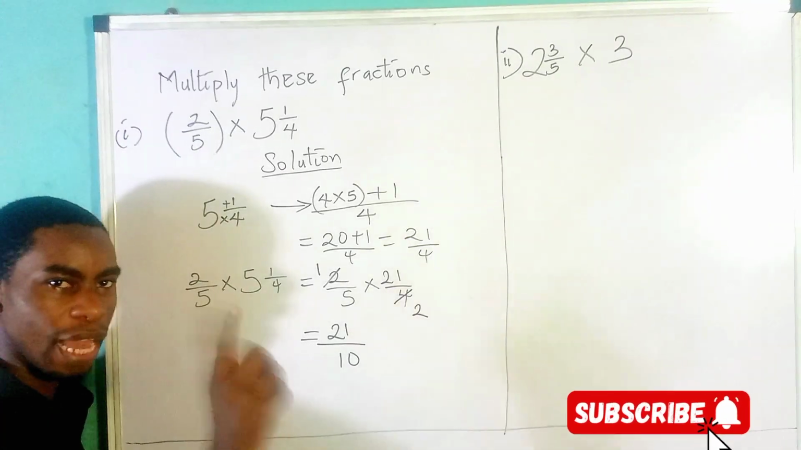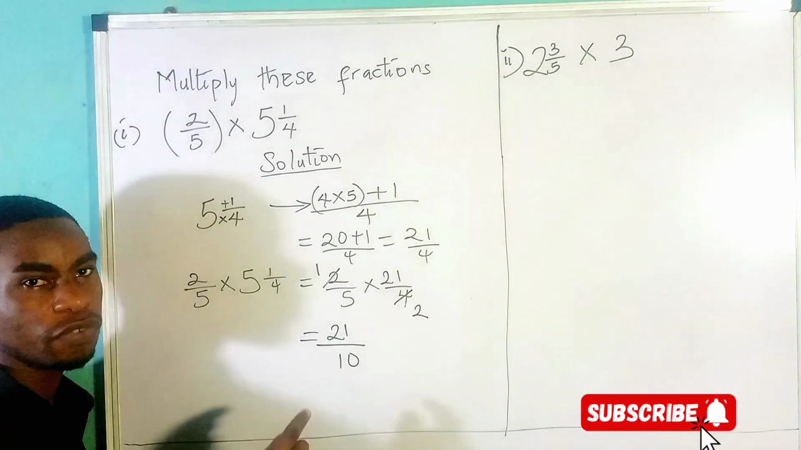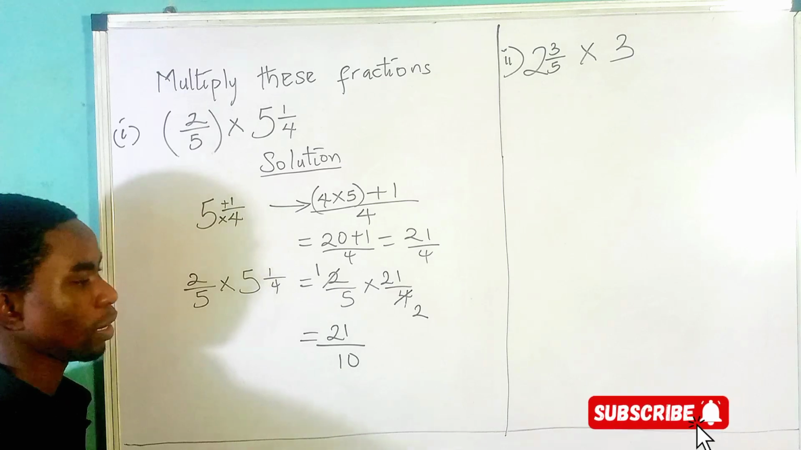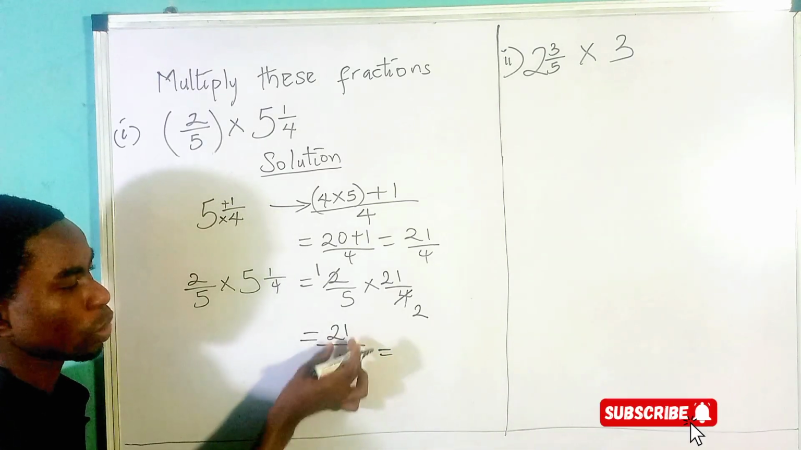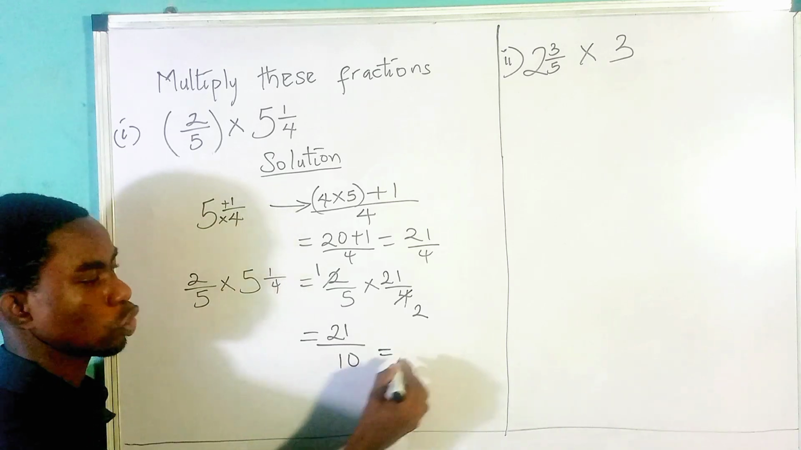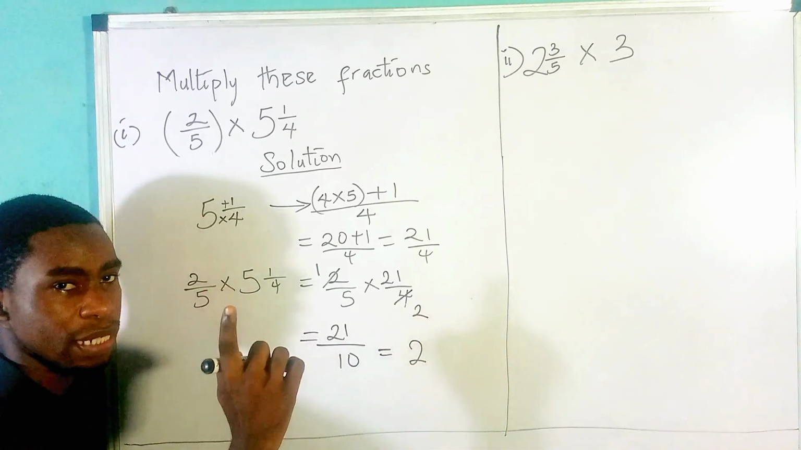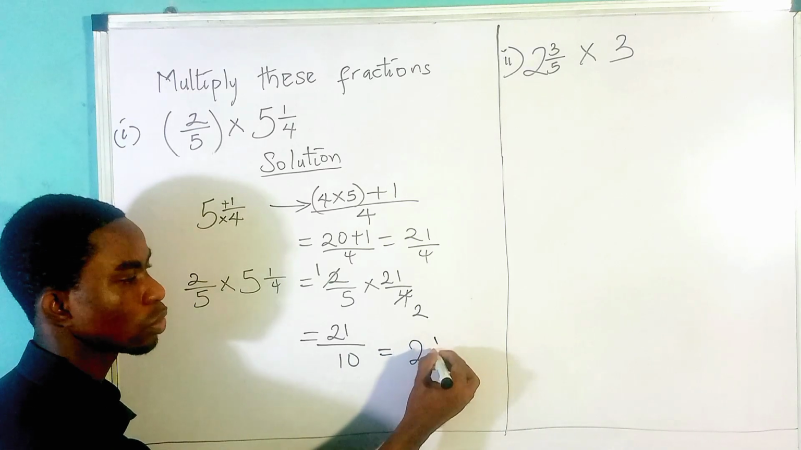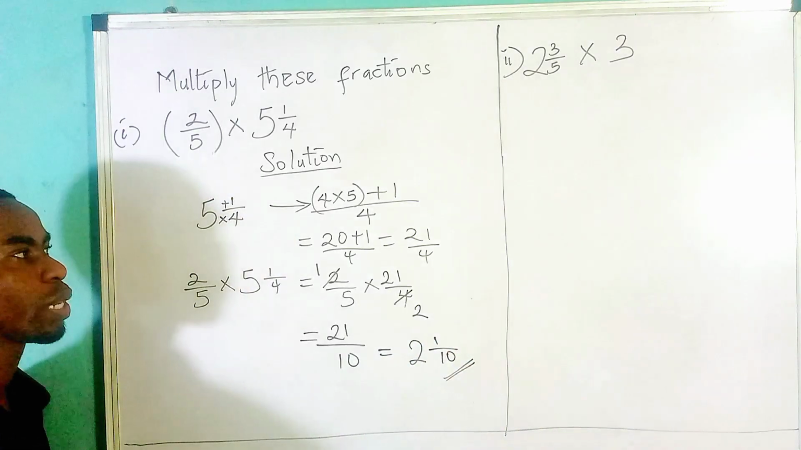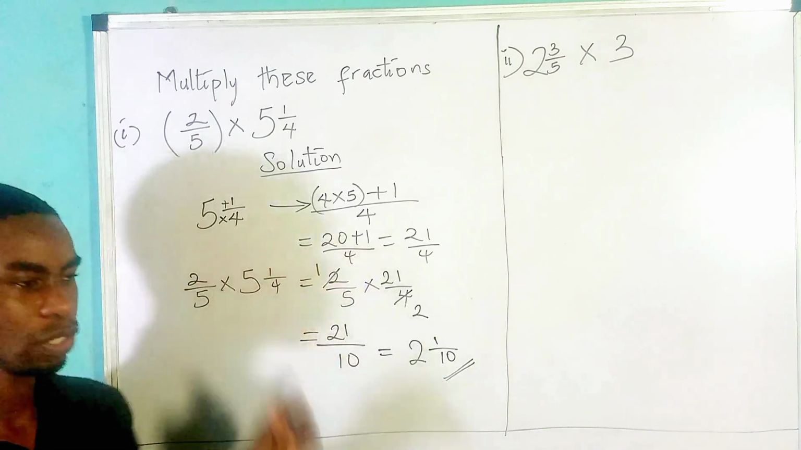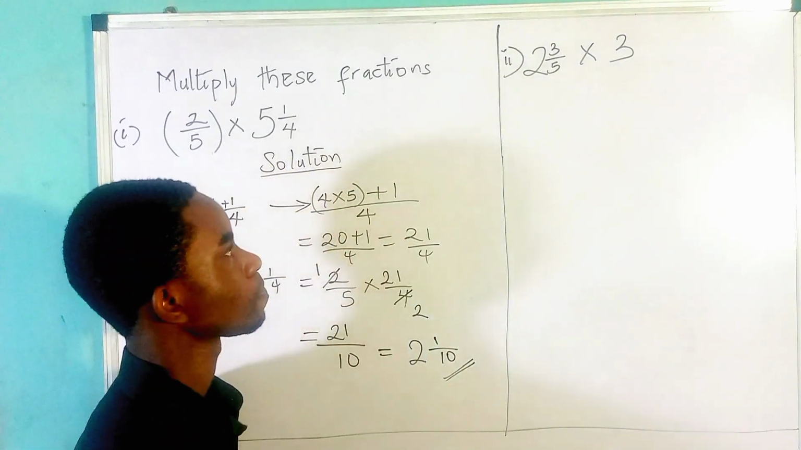Now, the last step is to convert this to a mixed fraction. So step number 3. Convert this to a mixed fraction. How many times will 21 be divided by 10? 2 times. But there's a remainder, which is 1. So that's 1 over the denominator 10. So that's how we multiply number 1. So let's go to number 2.